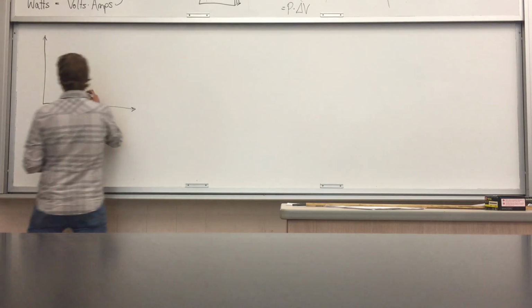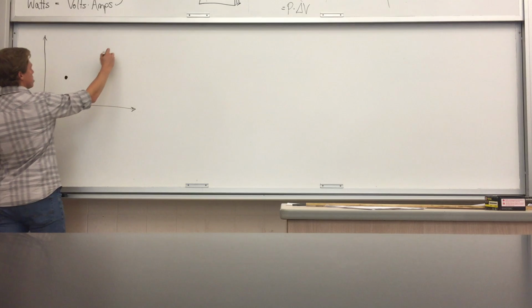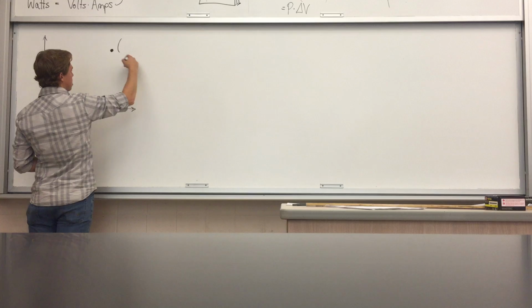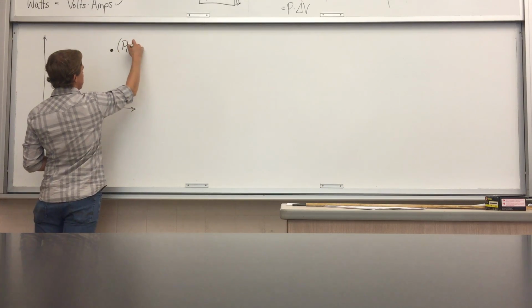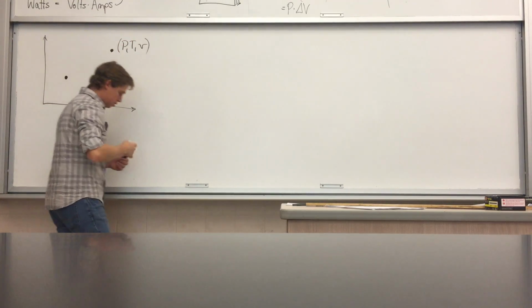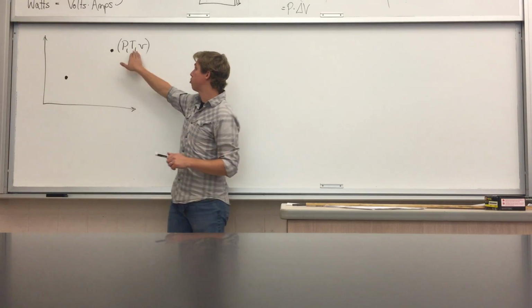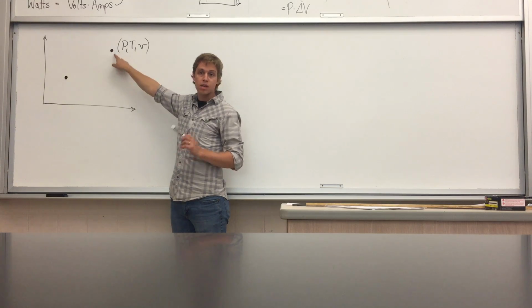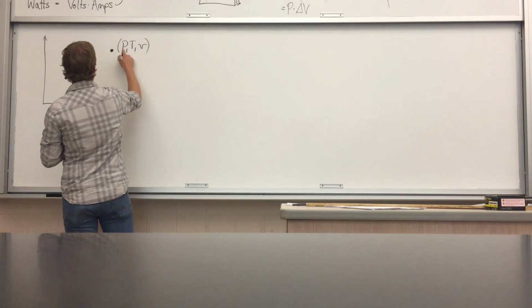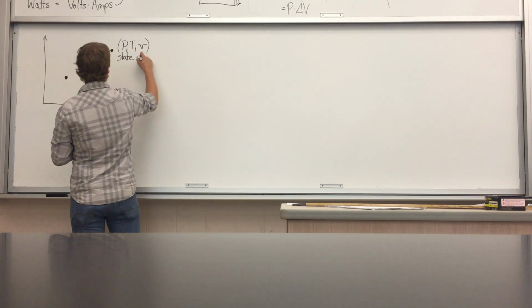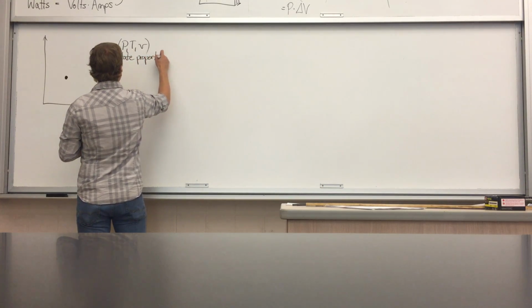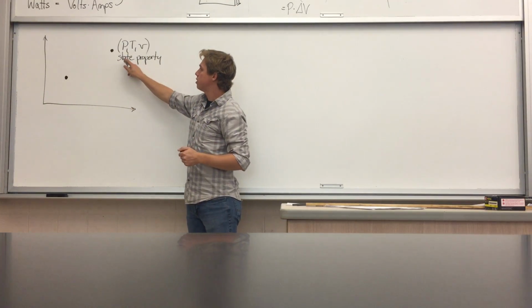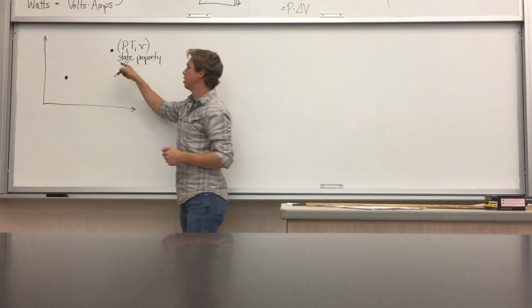But the point is that we've been dealing with points on this phase diagram. And these points have coordinates, and I know this is only 2D, but I'll label it with all three coordinates. P, T, V, right? These are properties. So this is a state property. So let me write that. And the key point that I'm trying to distinguish here is that this depends on the state. So the key word is state.